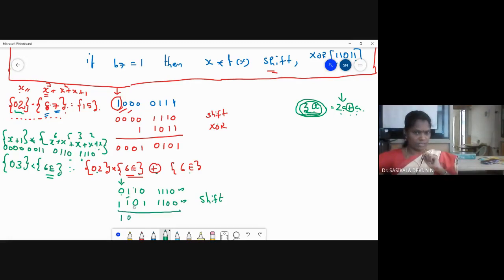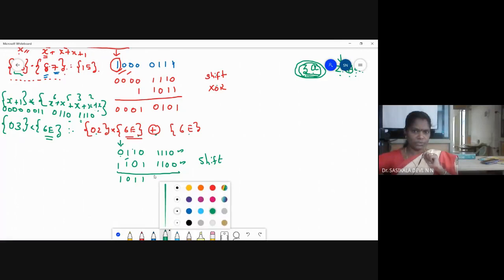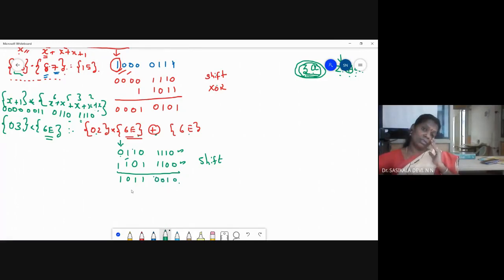1 0 1 1, followed by 0 0 1 0. So 1 0 1 1 is nothing but b, and 0 0 1 0 is 2. So this is equal to b2. Here also the operations are a shift followed by the next operation, an XOR.